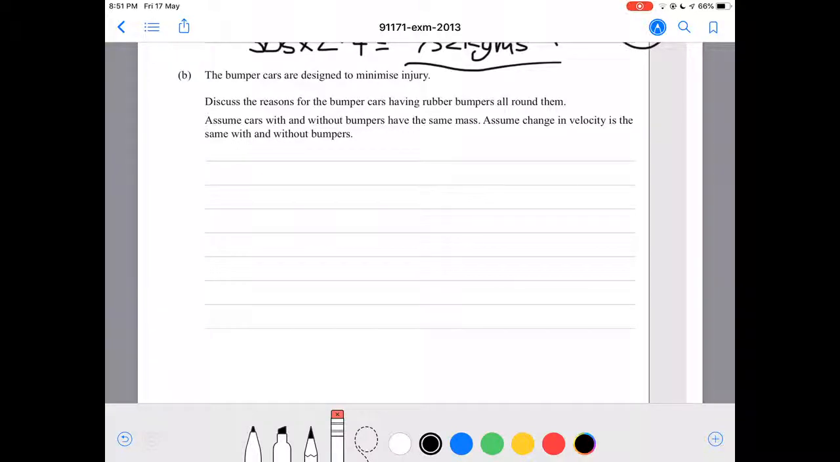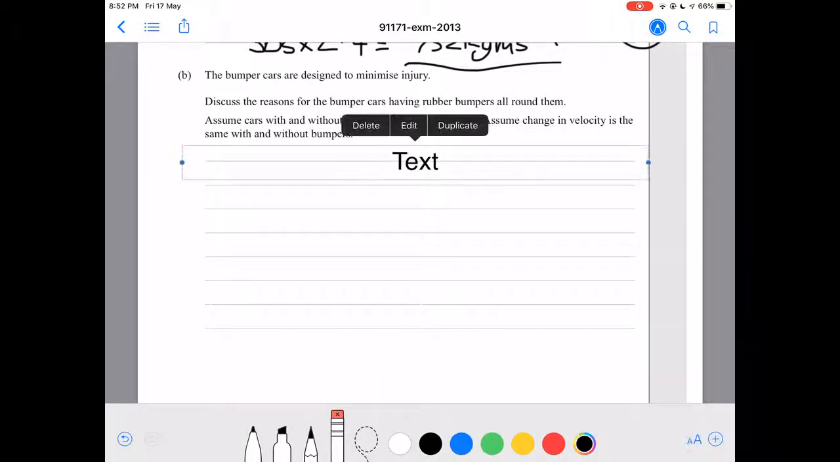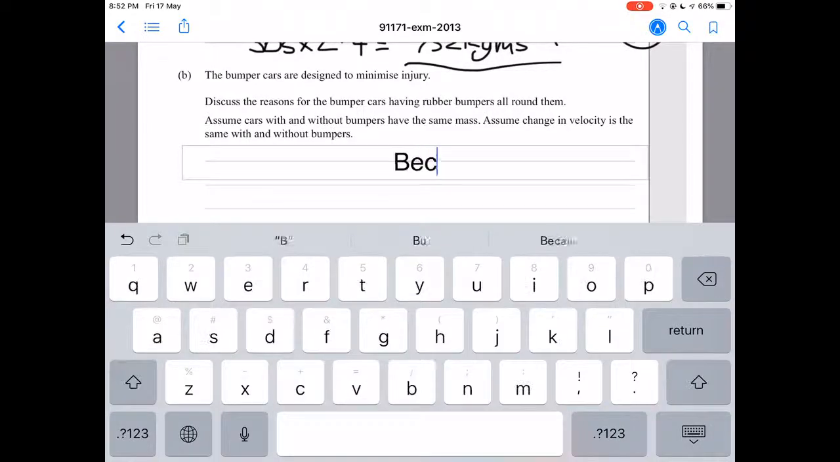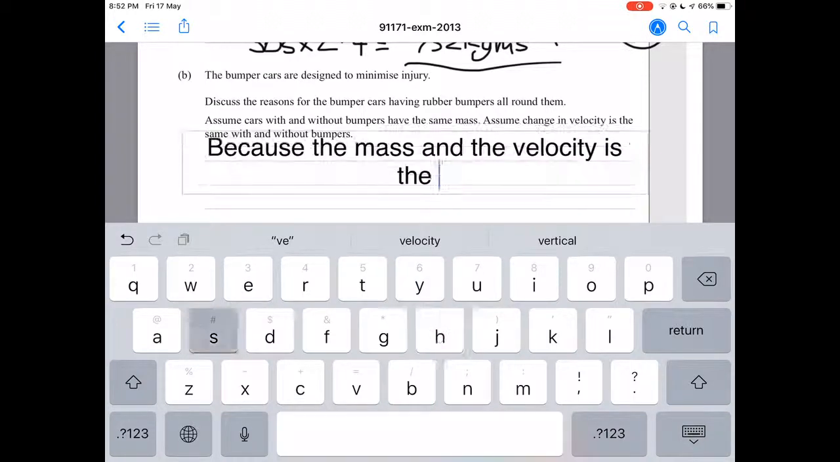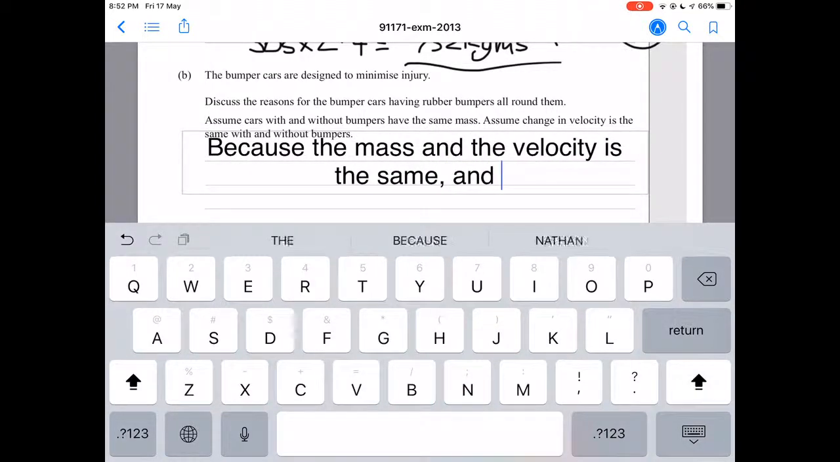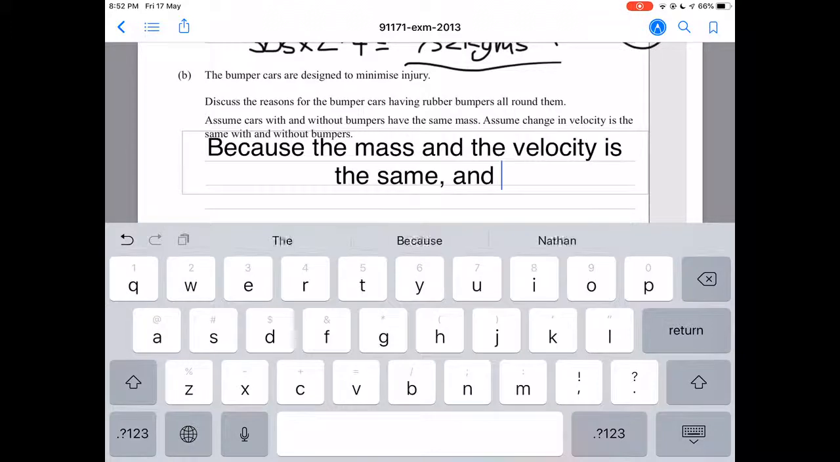Okay. So just to write this down in paragraph form. So basically, we're going to start off our answer by saying, because the mass and the velocity is the same, and p, no, not capital P, it's lowercase p. Okay, so p equals mv.